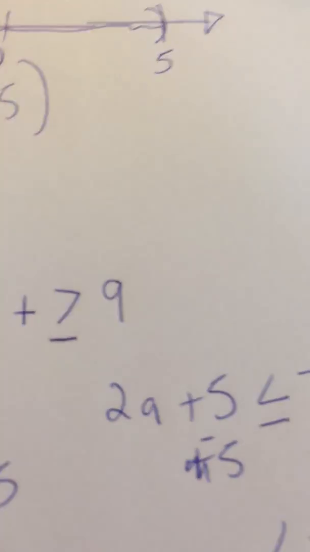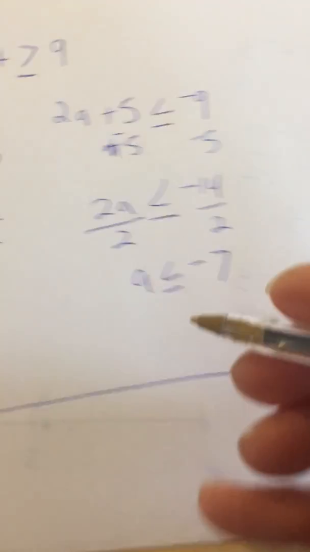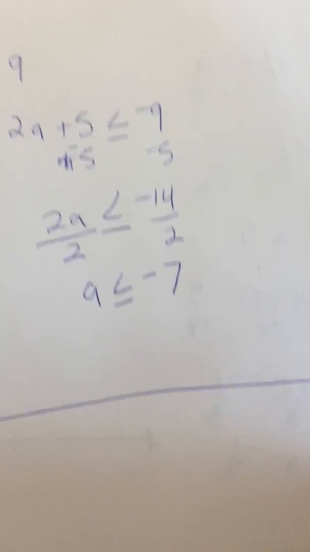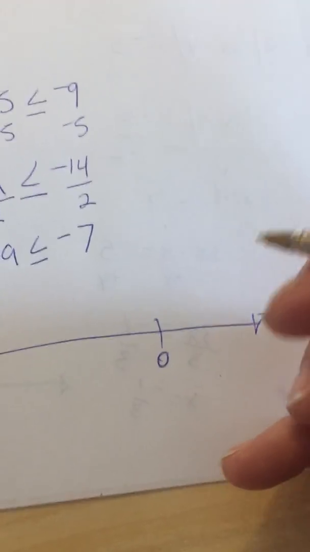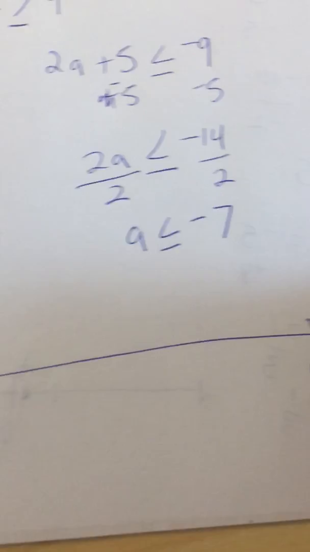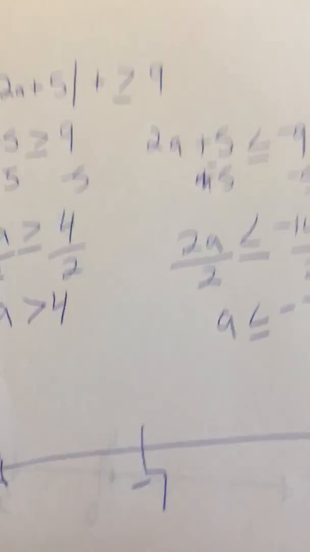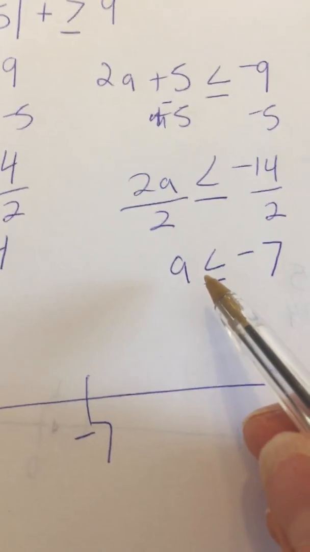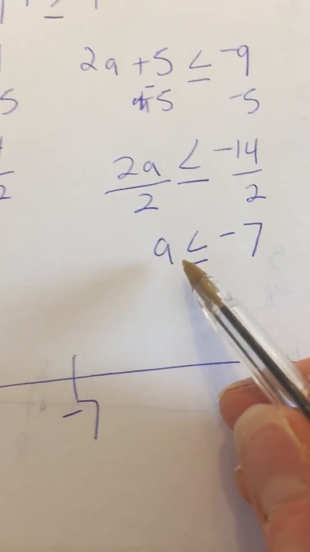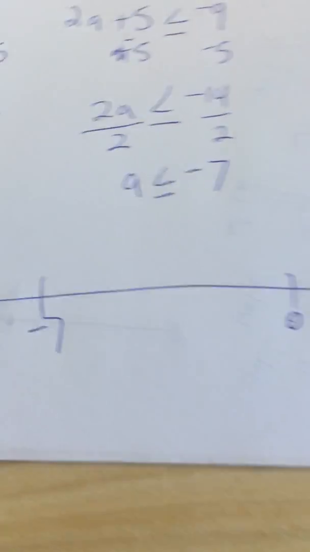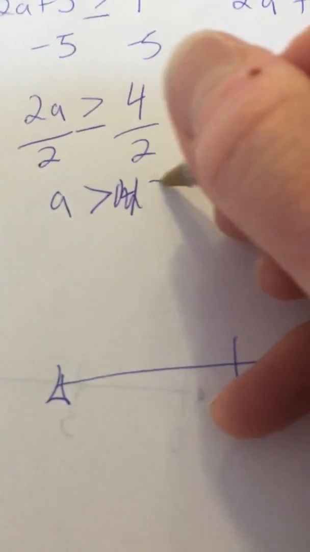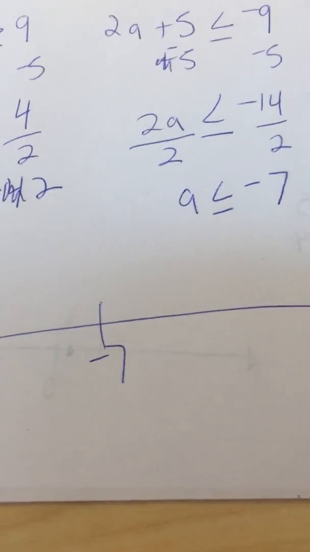So if this is my number line, you are going to have your 0. And you're going to say that here's 1, 2, here's my positive 2, and then here's my negative 7. And a is going to be less than negative 7. So the negative 7, wait, a is going to be less than 7. a is going to be greater than positive 4. Whoa, positive 2. a is greater than positive 2.